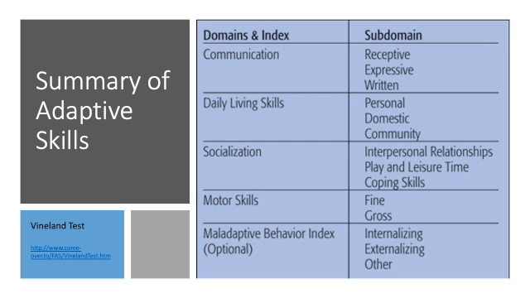So in communication, we have receptive and expressive communication. In daily living skills, we need to look at personal daily living skills as well as domestic and community living skills. Next, we have socialization. We want to focus on play and leisure time, but we also want to work on those interpersonal relationships. And as shown in previous slides, motor skills include fine and gross motor skills.